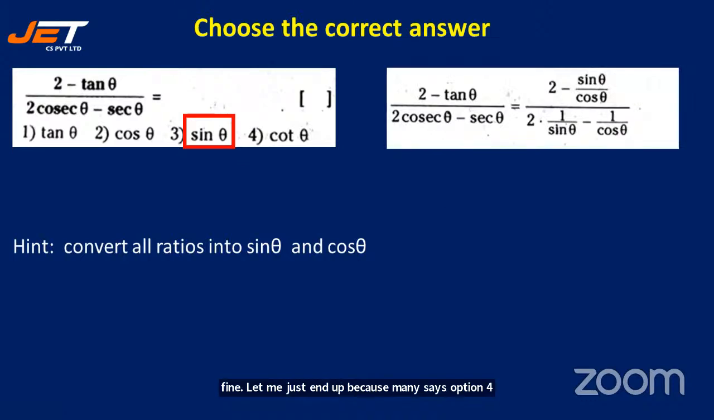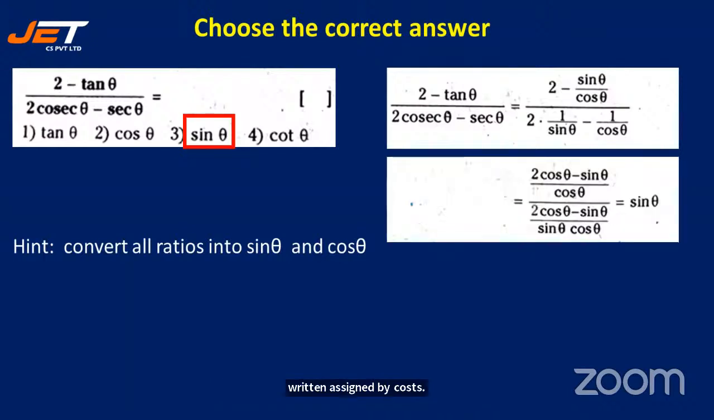Please see the board. Tan theta can be written as sin by cos. Cosecant, as I told you, can be written as 1 by sin minus 1 by cos. Take LCM. 2 cos theta minus sin theta by cos theta, by 2 cos theta minus sin theta by sin theta cos theta. All right, students. So cos will get cancelled. 2 cos minus sin theta, that will also get cancelled.